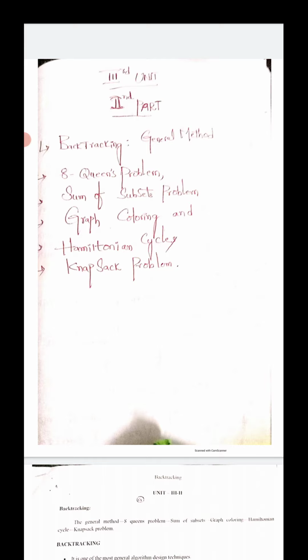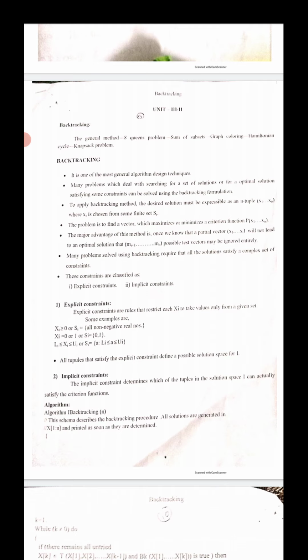Here the problem is to find a vector which maximizes or minimizes a criterion function, p of x1 and so on up to xn. That is, the vector should maximize or minimize a given objective function or criterion function p of x1 and so on up to xn.